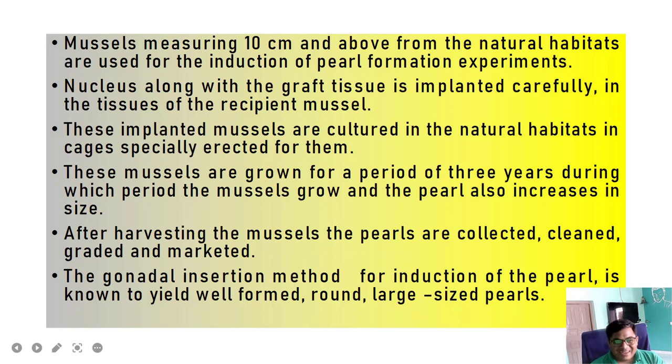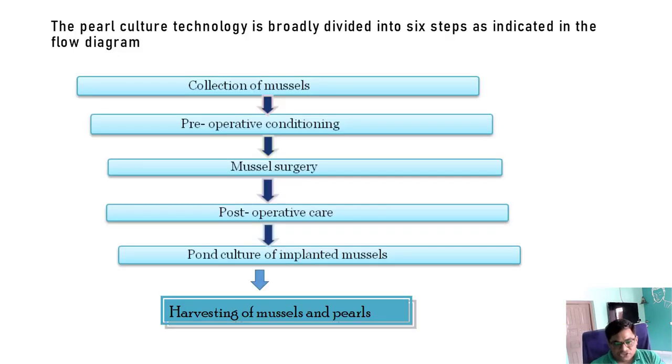Okay, so the gonadal insertion method for induction of the pearl is known to yield well formed, round, large size pearls. So this is the flow diagram of this pearl culture technology, how you can culture the pearl. So pearl culture technology is broadly divided into 6 different steps. First one is the collection of mussel. Collect the mussel from the natural habitat.